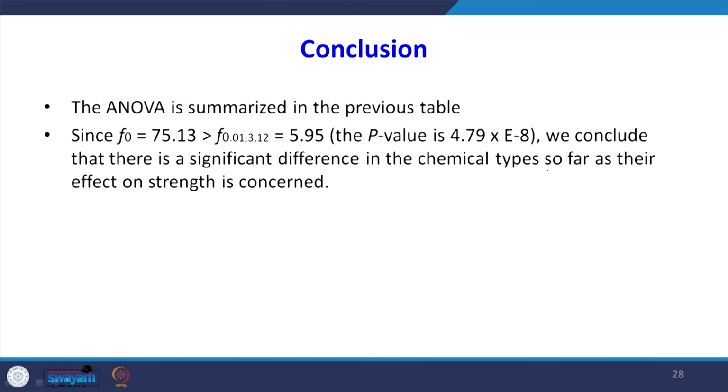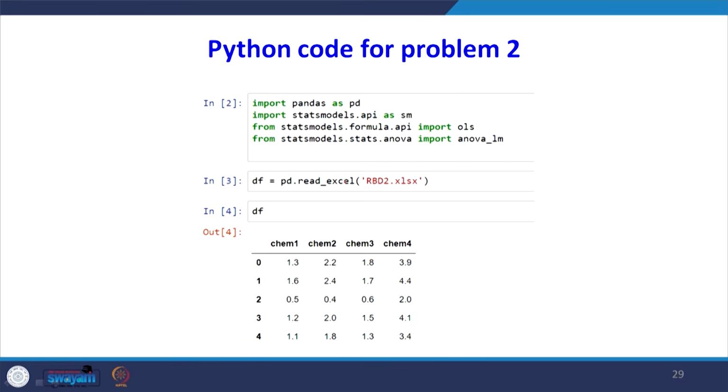So, the ANOVA is summarized in the previous table. Since f equals 75.13, which is greater than the table value of 5.95 which you got from the table, and the p value is very low, we conclude there is a significant difference in the chemical types so far as their effect on the strength is concerned. Previously we have done it the traditional way, now we will use Python for doing the blocking, that is, for doing the randomized block design.